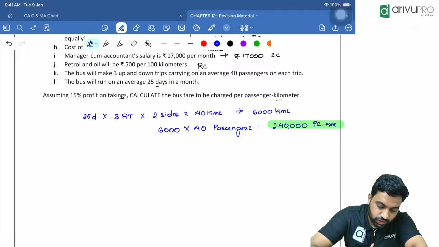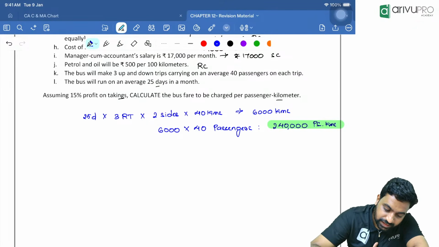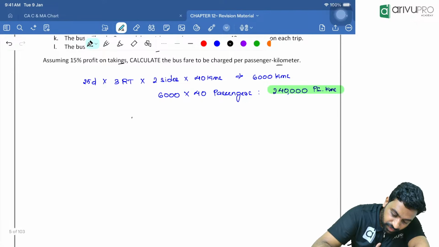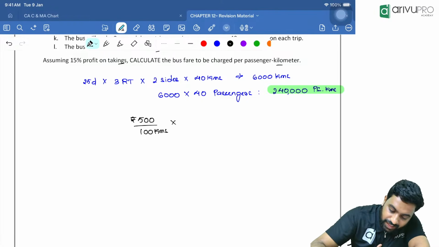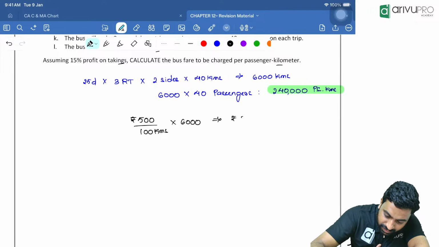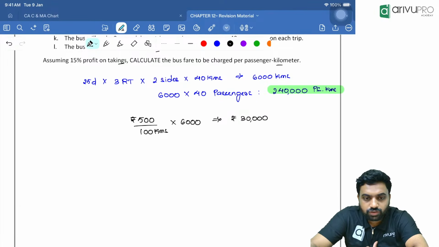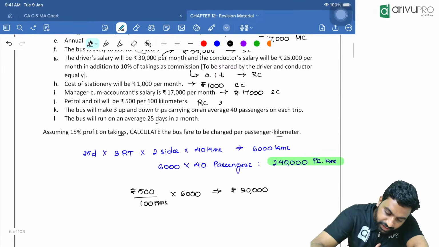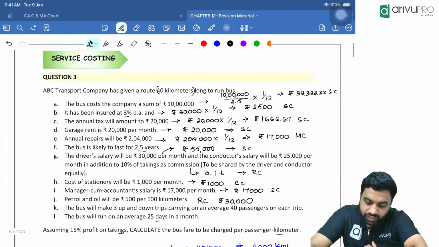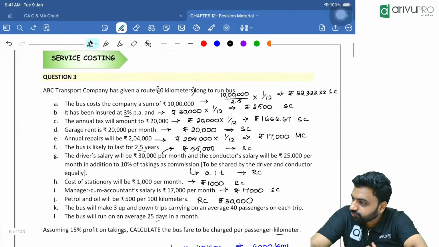Now let's go and find out how much is for the petrol. Listen, rupees 500 we are taking, correct, for 100 kilometers. That means per kilometer it is 5 rupees, whereas we want to travel for 6,000 kilometers. That means it will be around 30,000. So running charges 30,000. Now let's find out the total standing charges.